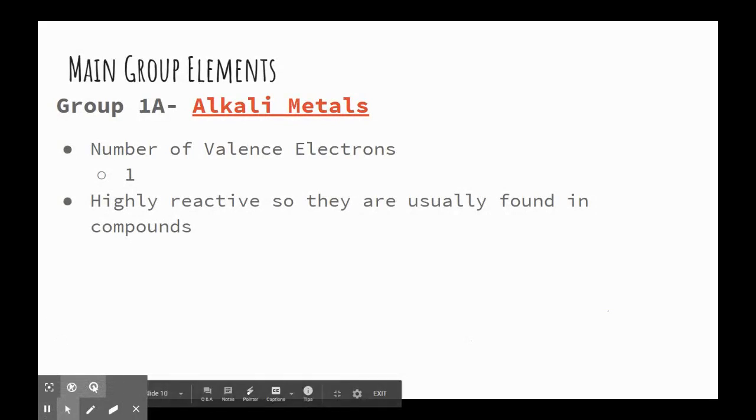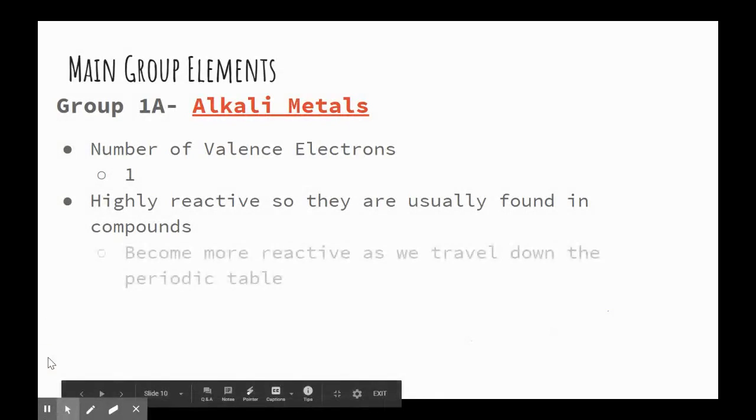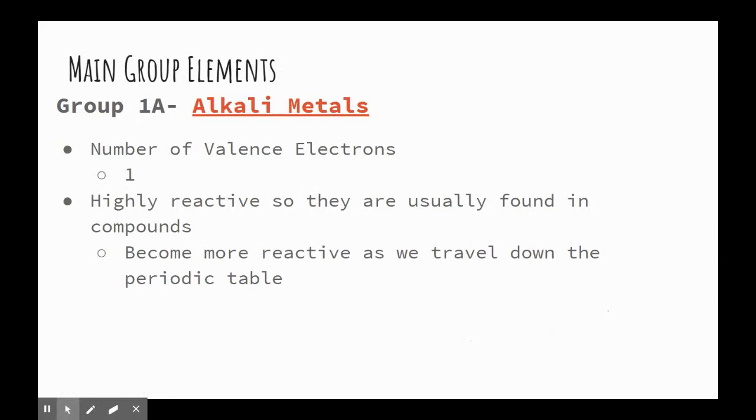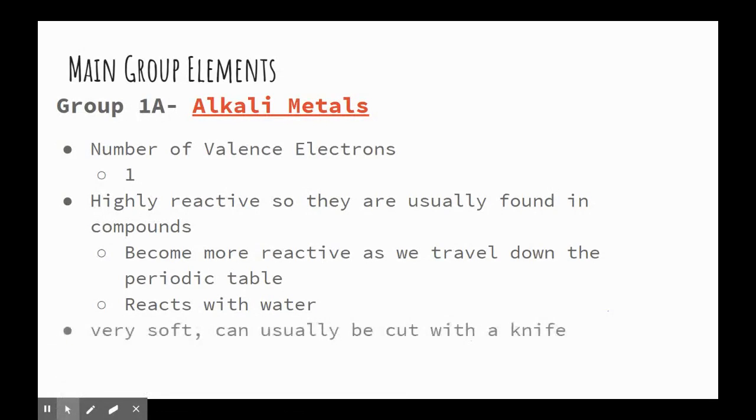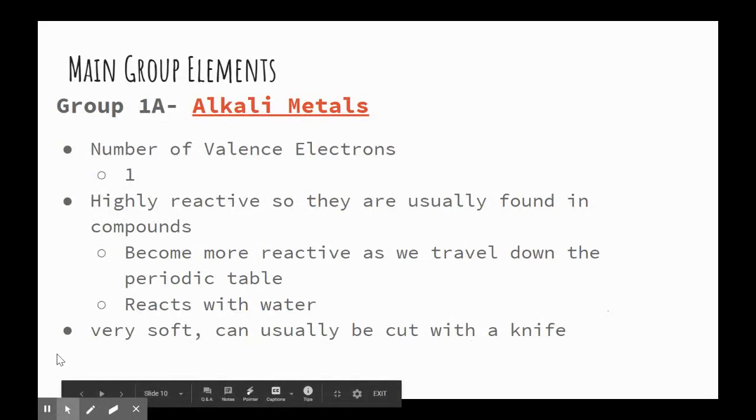They're all highly reactive, so they're usually found in compounds. They become more reactive as we travel down the periodic table. That's because as you go down the periodic table, that 1 valence electron becomes further away from the nucleus, so it's easier to remove and results in a bigger reaction. All of the alkali metals also react with water, and they are very soft and can usually be cut with a knife.